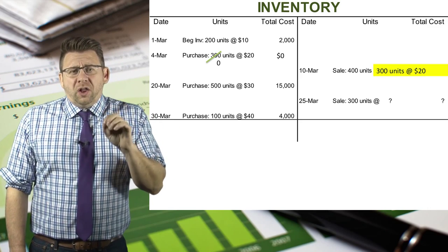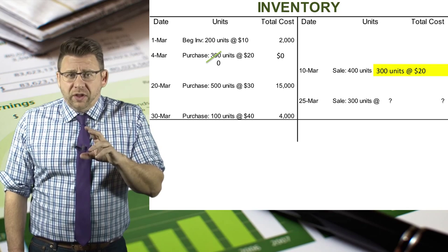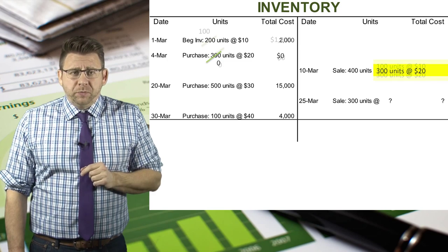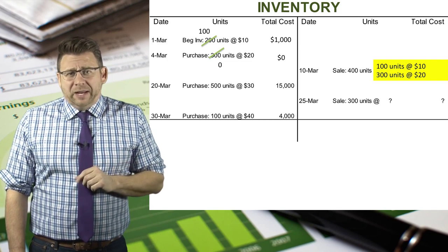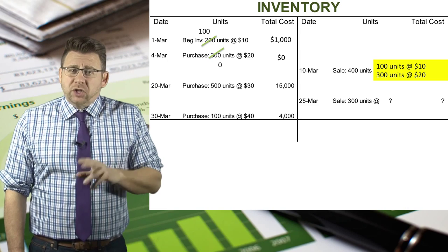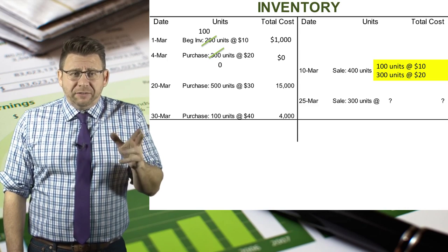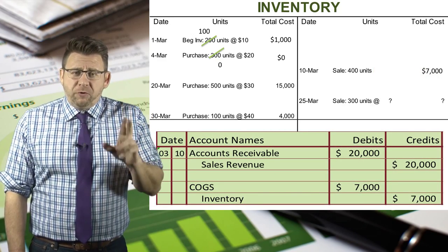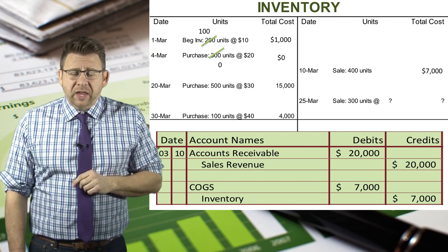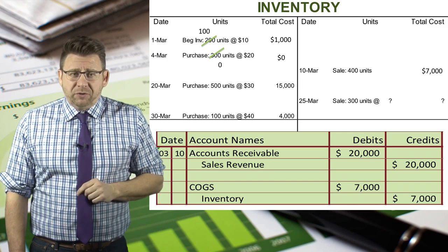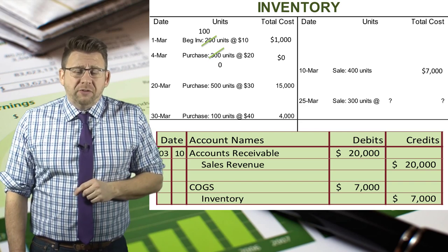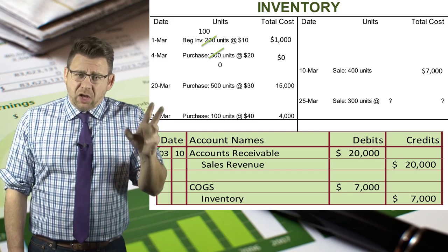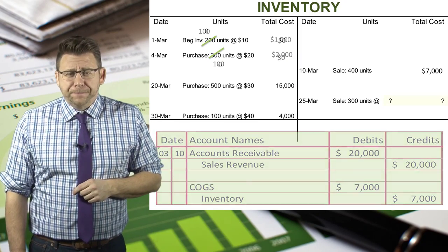We sold all 300 units on March 4th, leaving zero. However, that doesn't account for all 400 units. The next most recent items came from beginning inventory. We sold 100 units from here, leaving 100 units in inventory. So we can assume the 400 units sold on March 10th came from 100 units of beginning inventory and 300 units from the March 4th purchase. We total those and cost of goods sold is $7,000.